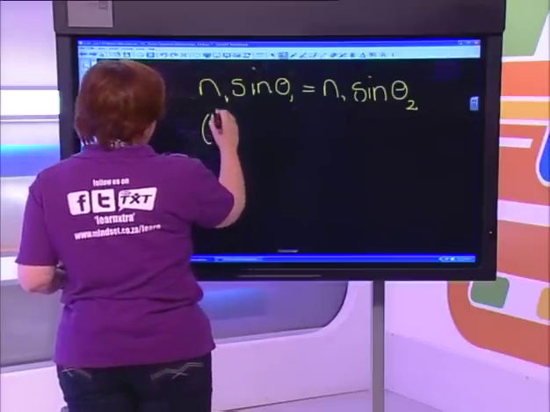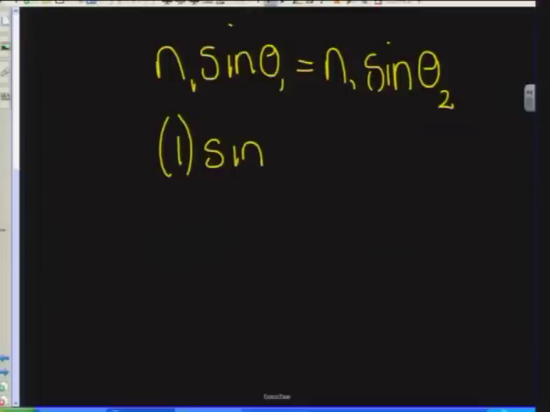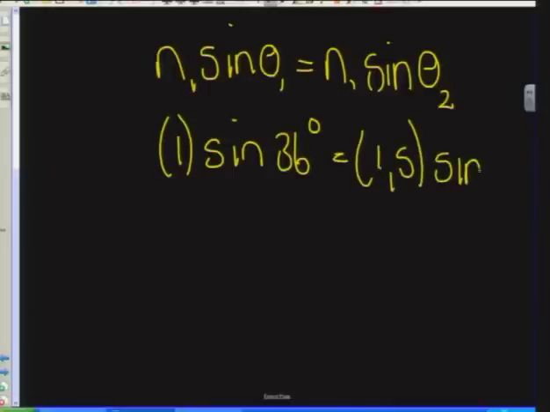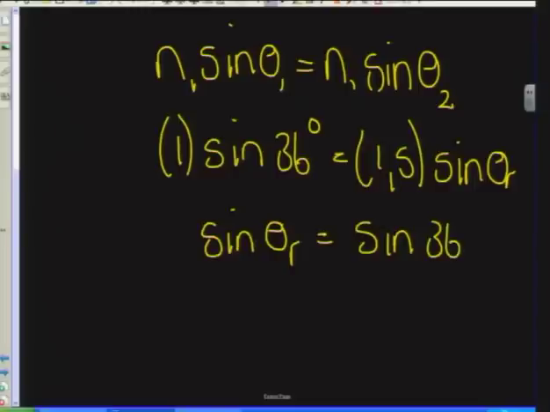So we know that that's 1. This is going to be sine 36 degrees. This is n 1.5, okay? That should be sine theta r as well. We want sine theta r on its own, so we're going to divide both sides by 1.5. 1 times sine 36 is going to be sine 36. And we're going to divide this by 1.5. So, my angle of refraction.